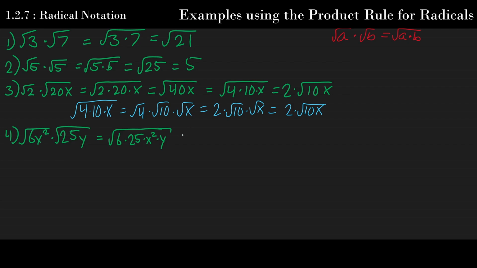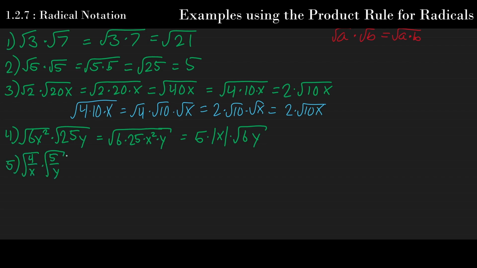That's a lengthy expression, but we see two easy components, the 25 and the x squared. We can simplify this as 5 times the absolute value of x times the square root of 6y. Notice how we kept the absolute value bars on the x, since we don't know if x is positive or negative. The absolute value bars will guarantee us a positive number even if x is negative.